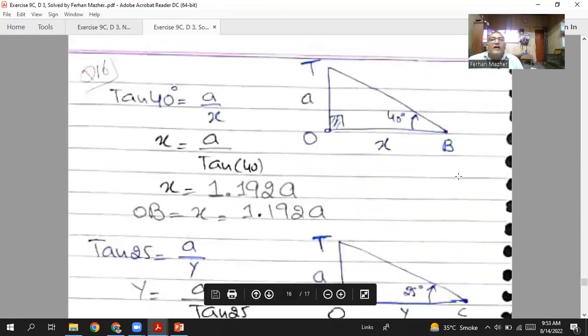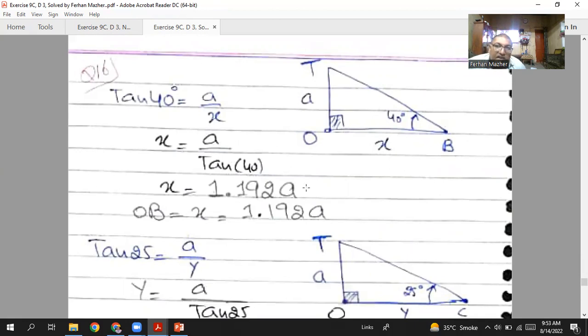So first of all, I have taken the TOB triangle. Let me say that OB is X. I'm just naming them. OT is A. This angle is 40. So tan 40 will be equal to perpendicular by base, because I want the height of that tower. So X is equal to A divided by tan 40. So 1 divided by tan 40 is 1.192. So this will become 1.192A.